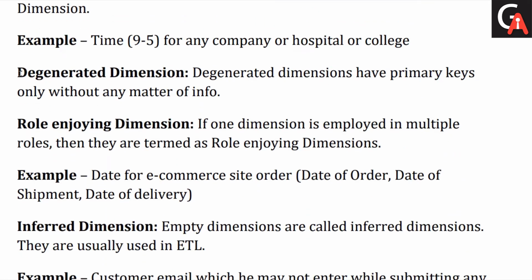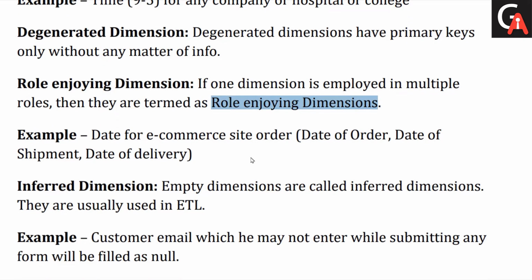Then we have degenerate dimensions. Degenerate dimensions have only primary keys without any other information, right? Then we have role-playing dimensions. If one dimension is employed in multiple roles, then it is termed a role-playing dimension. For example, on an e-commerce site, the order date, the date of shipment, and the date of delivery are role-playing dimensions.